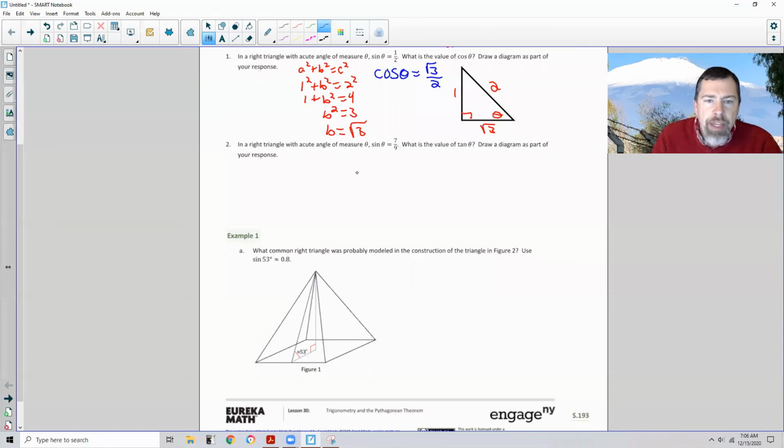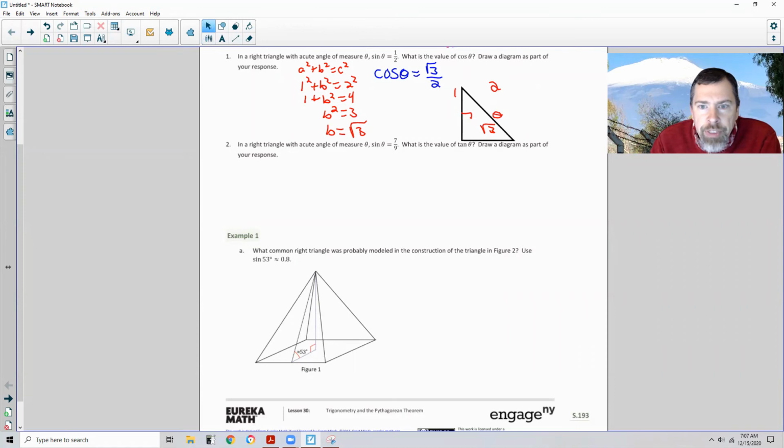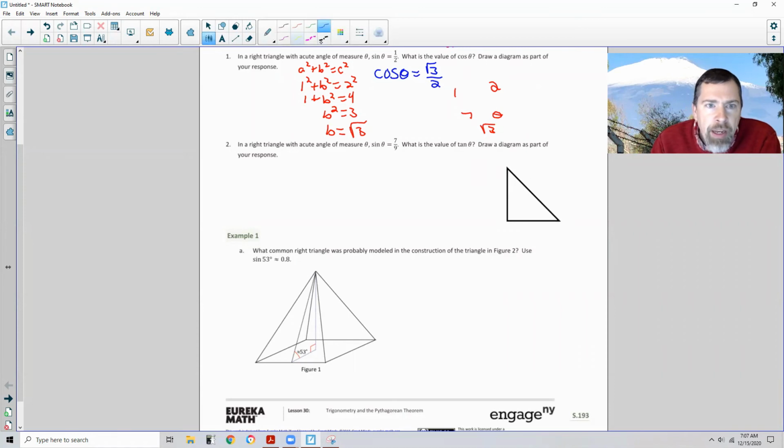If you haven't done 2 yet, pause it, see if you can do what I just did in 1, and see if you get the right answer. Again, in this right triangle with an acute angle of measure theta, sine theta equals 7/9. What's the value of tan theta? Be careful. Draw a diagram as part of your response. I'll bring the diagram down here for time reasons. Now we are talking about an angle theta where the sine is 7/9, opposite over hypotenuse.